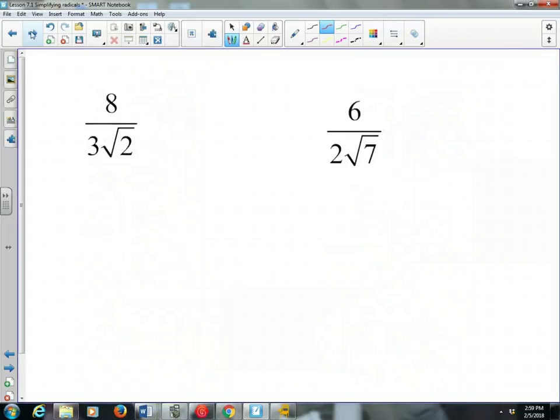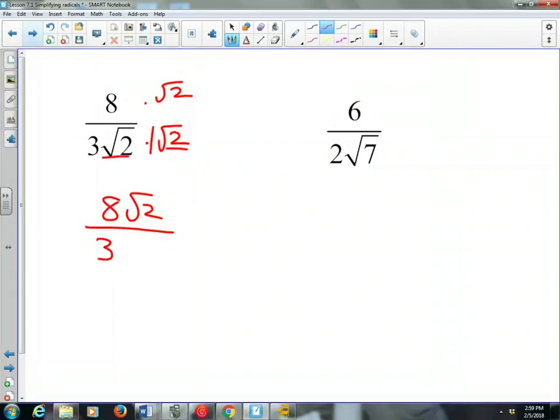Two left. Here on this one, if I want to get a rational denominator, I could just multiply both top and bottom by whatever the radical is. So just multiply it by square root 2. So in the numerator, we get 8 square root 2, because 8 times square root 2 is 8 root 2. In the denominator, we get 3 times the coefficient of 1. 3 times 1 is 3. And root 2 times root 2 is 2.